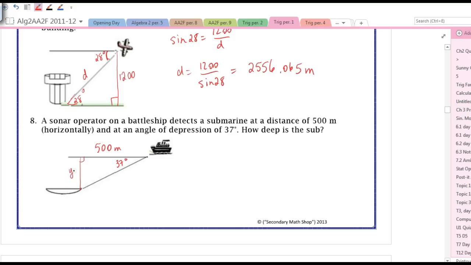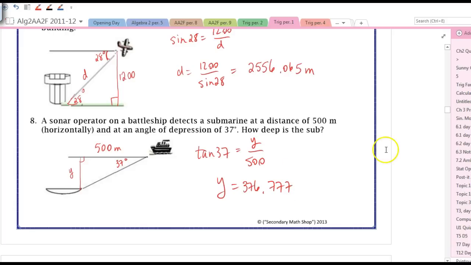Anyway, I'll call that Y today. And this is a tangent looking thing because we got no hypotenuse information. So, tangent of 37 equals Y over 500. Y equals 500 tan 37, which is 376.777. That's a nice way to end, don't you think?